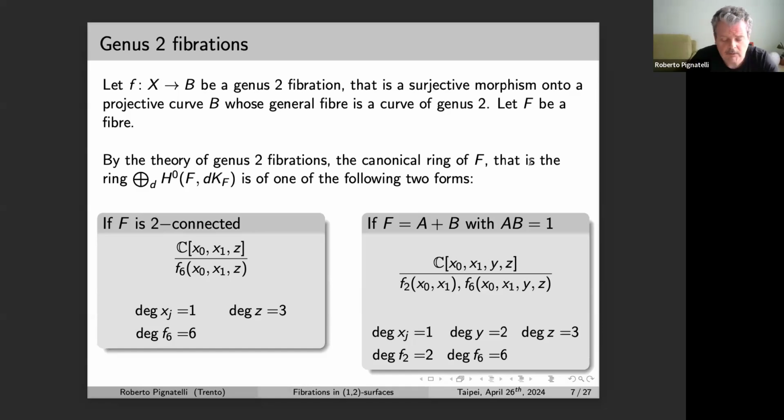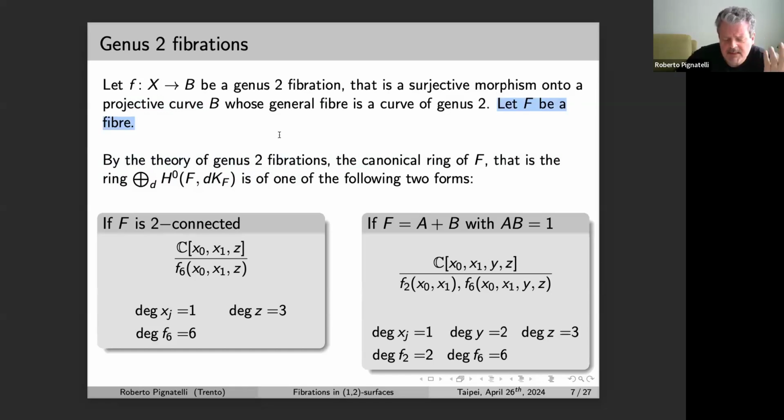So let me look at this. Take a surface, so a genus 2 fibration. So I take a surjective morphism. I have a surface, projective, complete, over the complex numbers, onto a projective curve, which I want to be compact. And I ask the general fiber to be a curve of genus 2. So take any fiber. It's important to discuss any fiber.